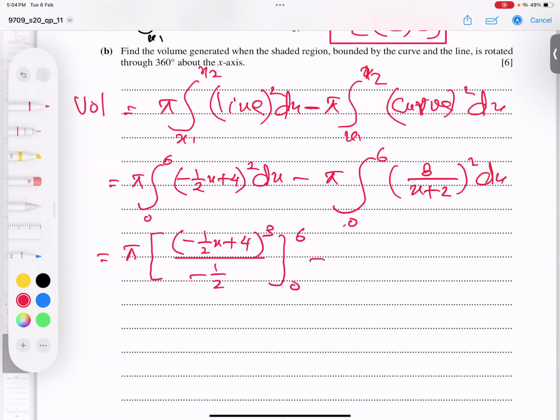Okay. So now what about this thing? Can I do it directly? No way. And this is squared. 8 squared gives you 64. And down I have x plus 2 whole squared. I believe this part is okay.